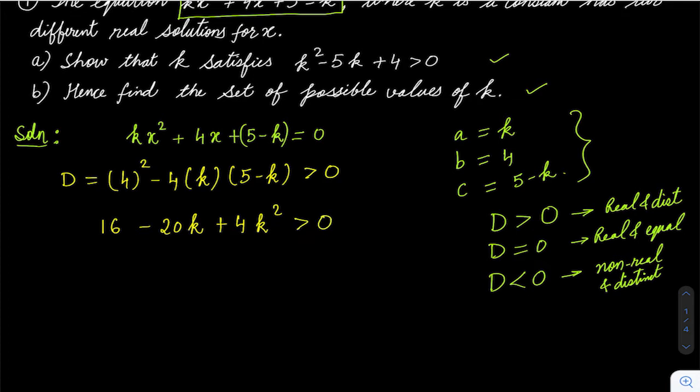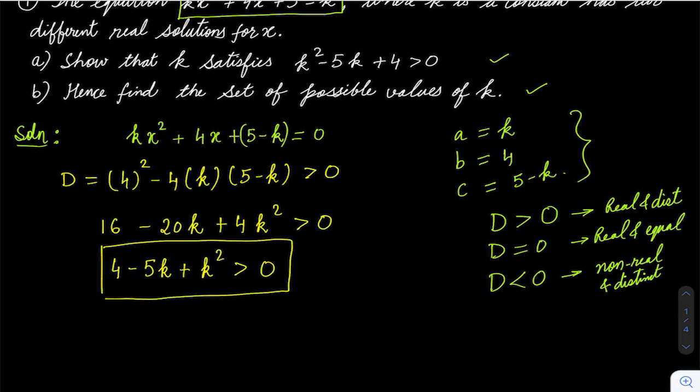Now we can divide this whole equation by 4, because 16 divided by 4 is 4, 20 divided by 4 is 5, 4 divided by 4 is 1. So let's divide everything by 4. So we will get 4 minus 5k plus k square is greater than 0. And I think this is what we need to prove in part A. Right? k square minus 5k plus 4 is greater than 0. So that's our A part.